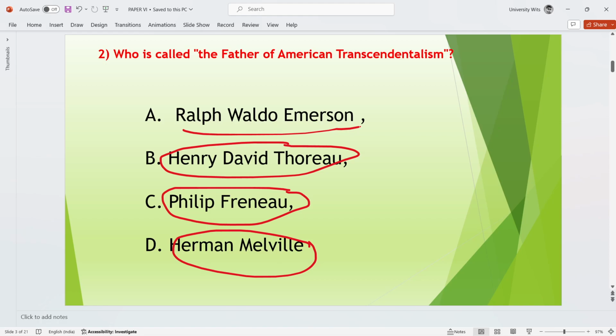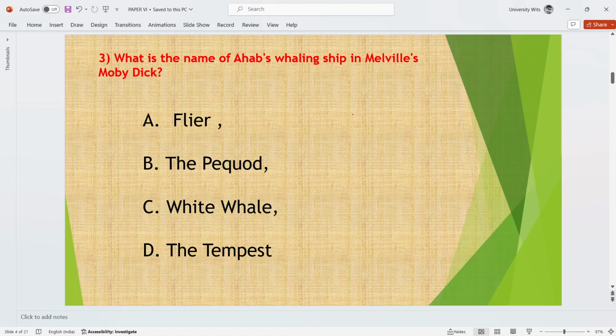Okay, Ralph Waldo Emerson. So let's talk about the next slide and next question. Question number 3. What is the name of Ahab's whaling ship in Melville's Moby Dick? As we know, the first line of Moby Dick is, call me Ishmael. The starting line, call me Ishmael, right?